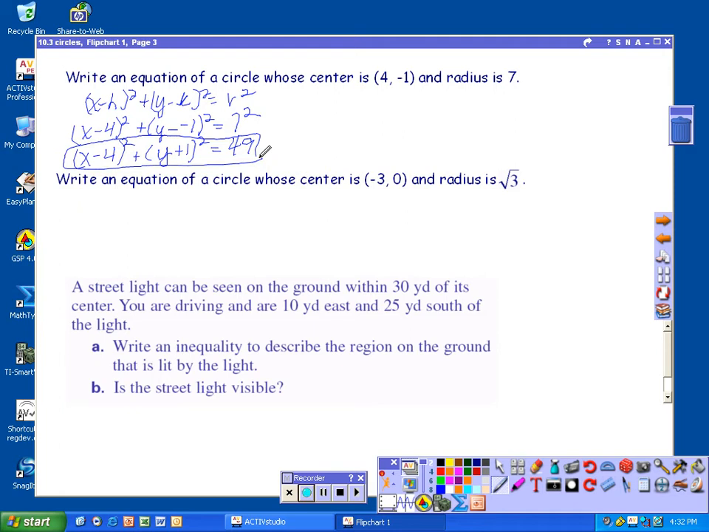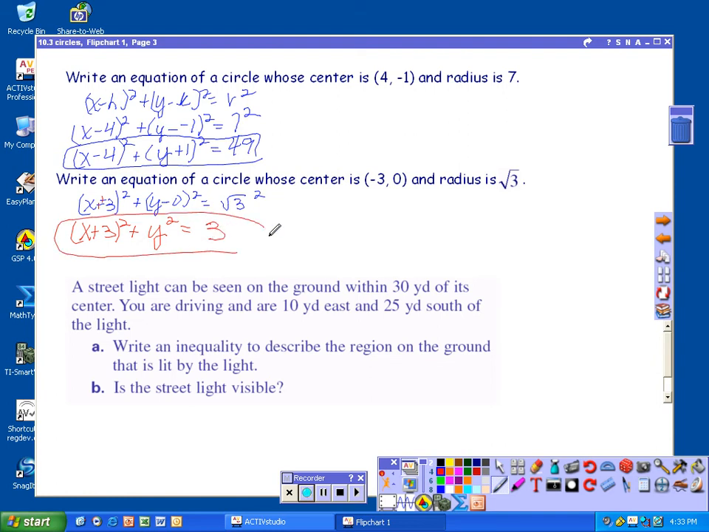Just one more to try. This would be (x minus negative 3) squared plus (y minus 0) squared equals square root of 3 squared. Negative negative makes a plus. So this is (x plus 3) squared plus y minus 0, which is y squared, equals square root of 3 squared, which is 3. That creates that equation.